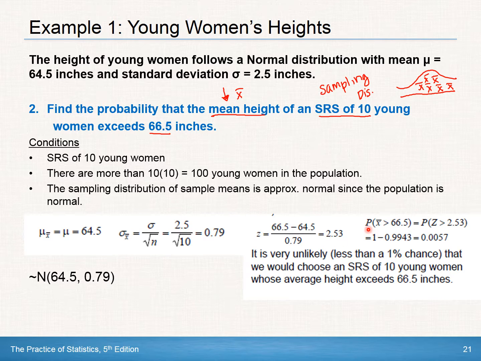What comes next? Your probability statement. Okay, the probability that your sampling distribution is greater than 66.5. Well, notice here that is no longer an X. Okay, in the last question, we wrote the probability that X was greater than 66.5. Well, this means individual. This means my samples of 10. So you have to be careful with that notation. Make sure that you have X bar there.